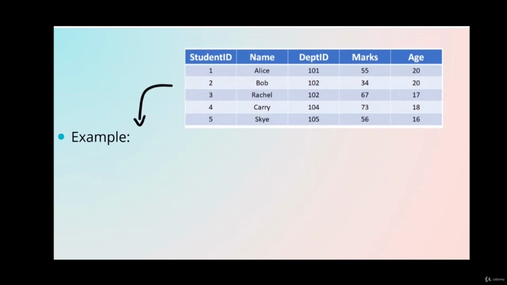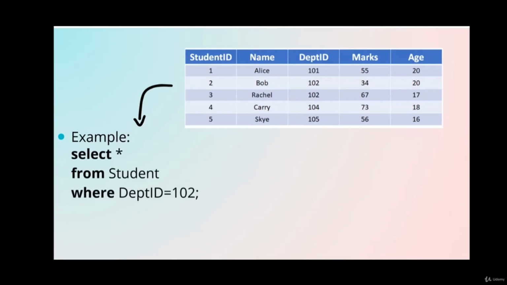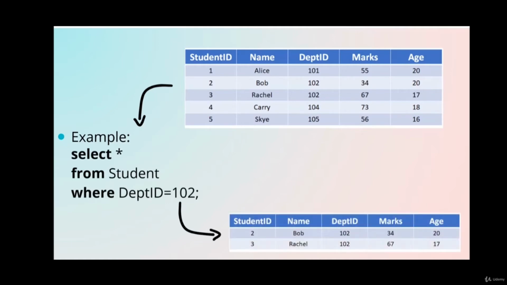Assume the name of this table is student and we want to find the details of the students who belong to department 102. In that case, we will write the query as select star from student where department ID is equals to 102. Here, department ID is equals to 102 is the condition that we have applied in order to get the details of those students who belong to 102. So in the output table, we can see all the information about the students who belong to that particular department. In this case, there are 2 students, Bob and Rachel, who belong to department 102. So we can see their details in the output table.